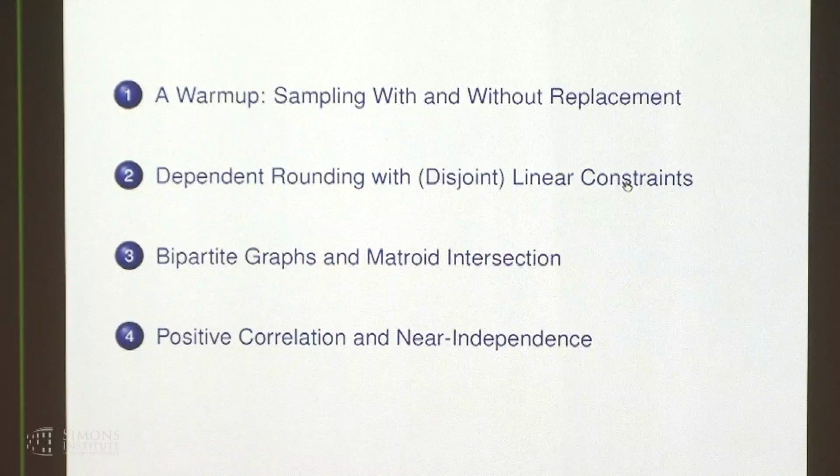So this is a biased survey on dependent rounding, and it's organized as follows. As a simple warm-up, we'll see how when you sample without replacement, you already get good tail bounds. In fact, there's a forgotten result of Hoeffding that I'll remind you about. And then we will see three major topics, where the last topic will come back to the second topic, which is rounding with just linear constraint.